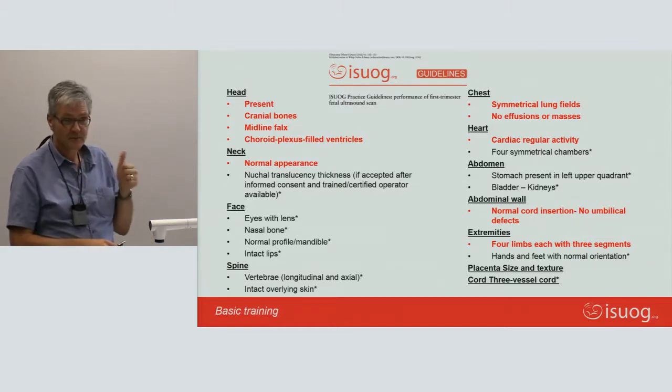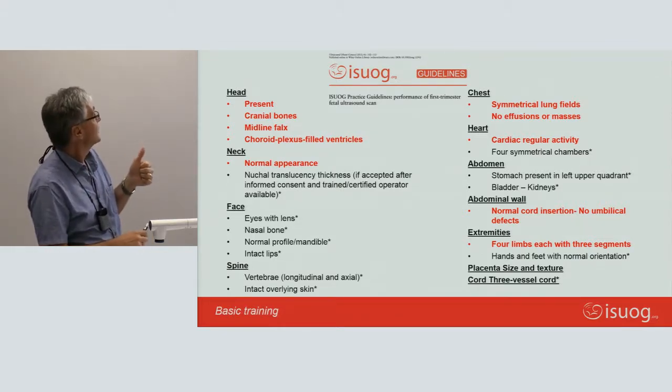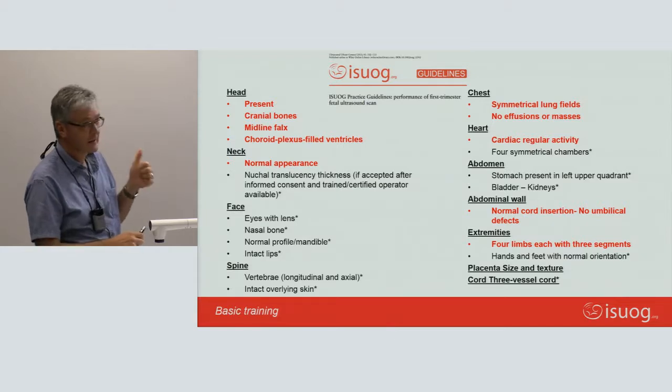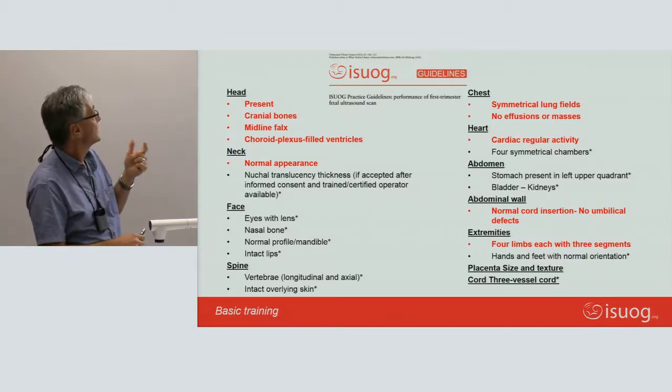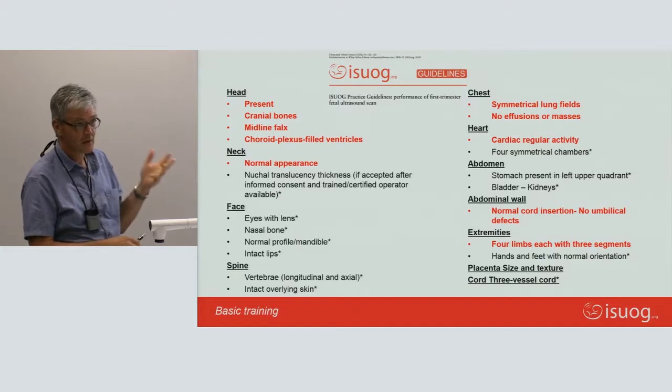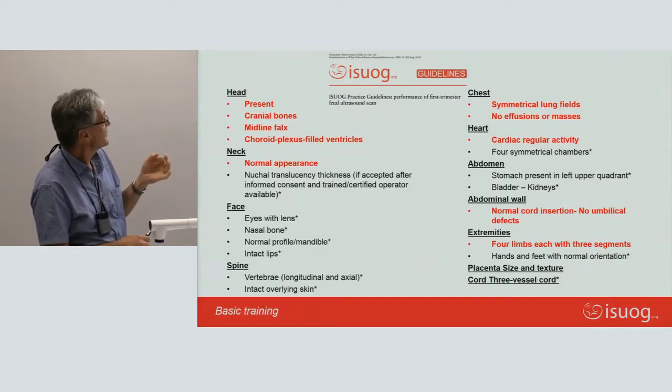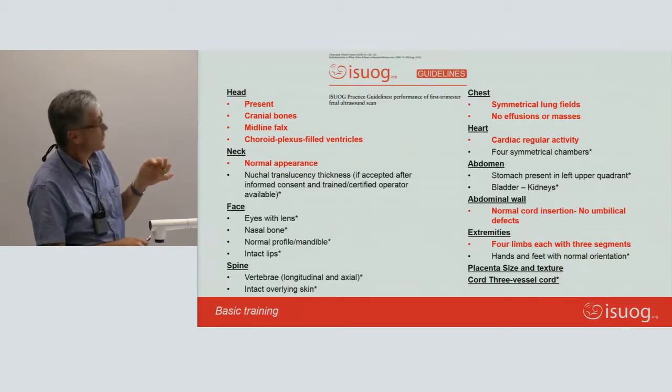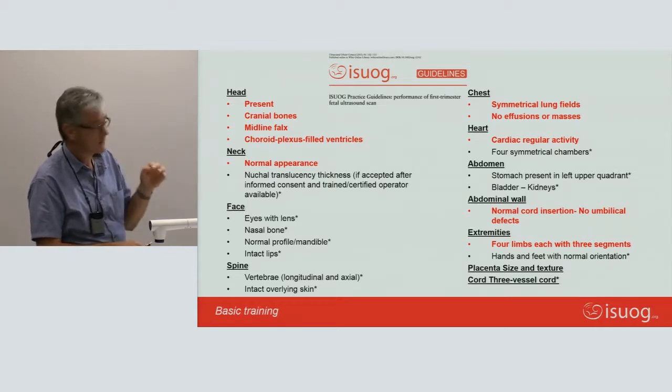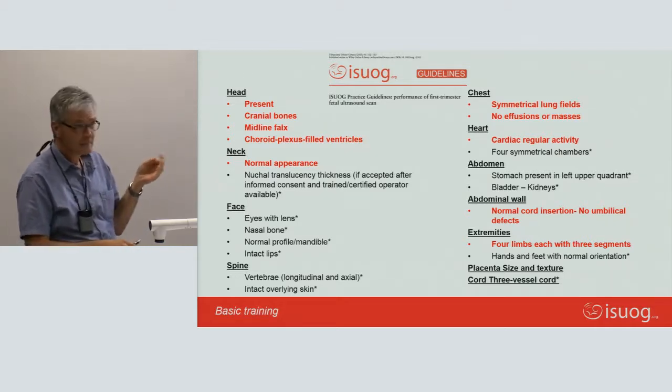Except for politics, without a head, you're not going to get very far. So is there a head? Are the cranial bones present? Is there a falx? And are there choroid plexus filled ventricles? You see the head is almost as much as the rest of the baby put together.